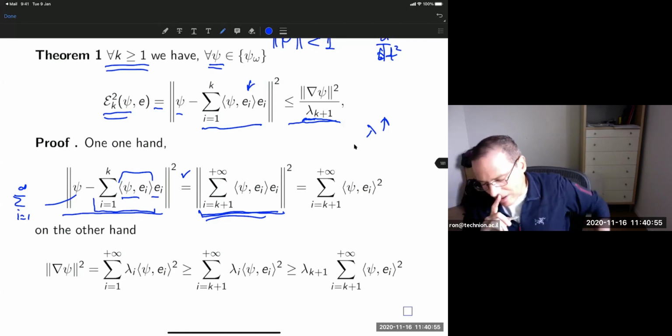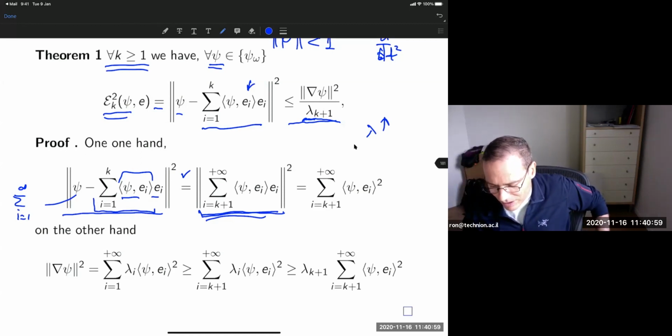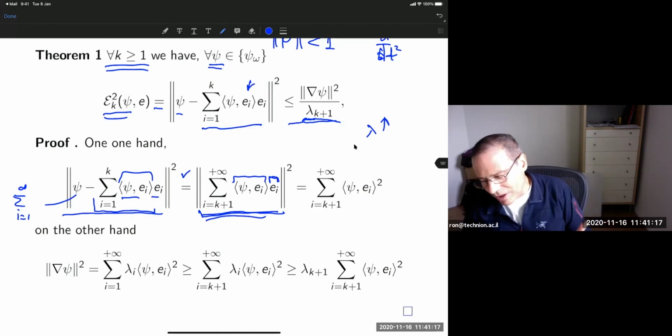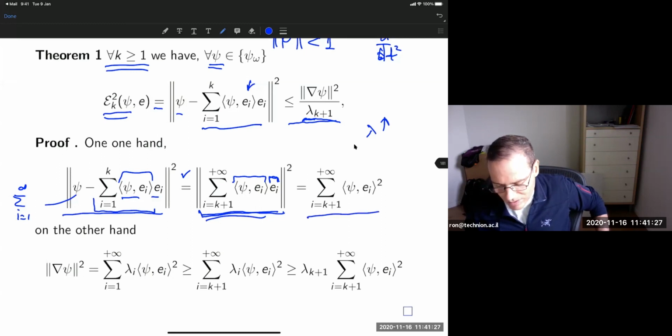But what is going on here? I need to take the inner product of these coefficients with these, let's call them vectors, or these functions, with themselves. Now, we remember that these functions are in fact orthonormal. And since they are orthonormal, they communicate only with themselves. So e_i would only communicate with e_i. It would never communicate with e_j. The inner product would be zero. So I end up with this equality. So the error would be nothing but the projection of psi over the rest of the eigenfunctions e_i(t), where i is equal to k plus one to infinity.